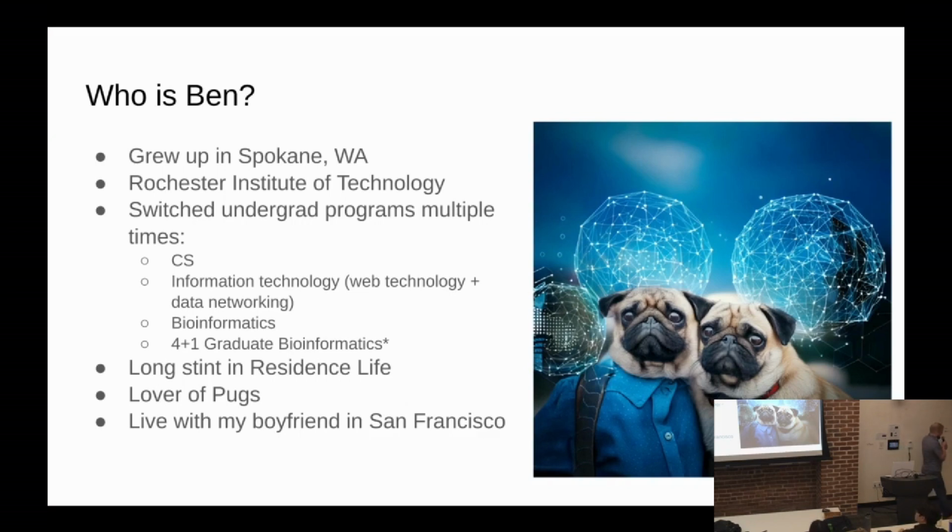Then I made a mistake, and I'm going to share my mistake. I signed up for a 4+1 graduate program. So essentially, you try to get your undergrad and graduate degree at the same time. And in your final year of undergraduate, they compress the coursework, and then you do one additional year. You still have to do a thesis.